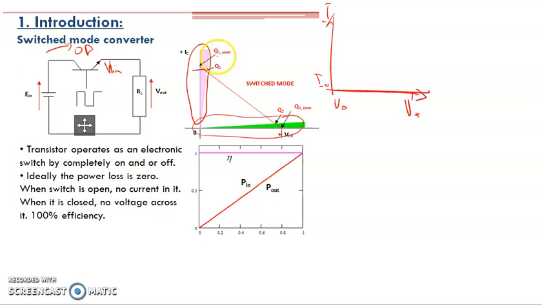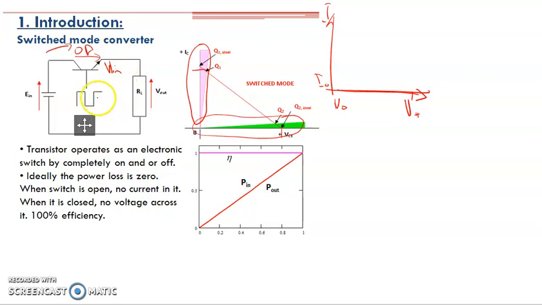So we have Q1, and Q1 is ideal. Ideally, when it switches on, there will be no voltage drop across the switch. But in an actual or practical switch, there will still be a leakage voltage across your switch. And during switch off, ideally there will be no current that flows into the circuit, but in practice there will still be a leakage current, during on and off.